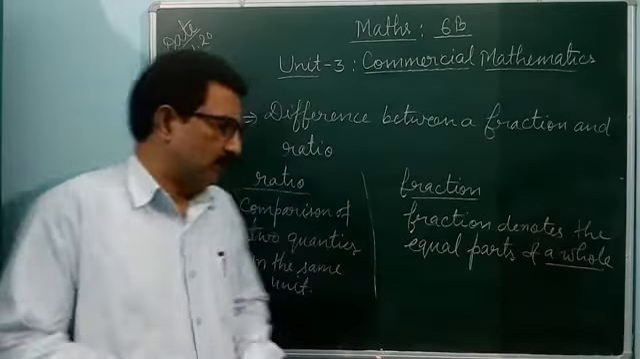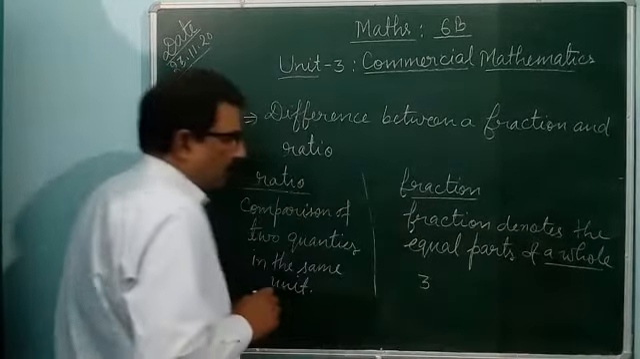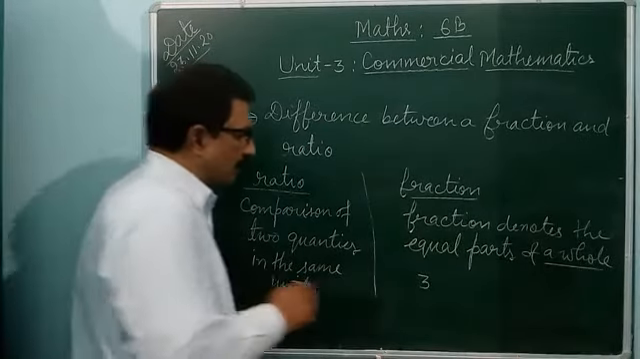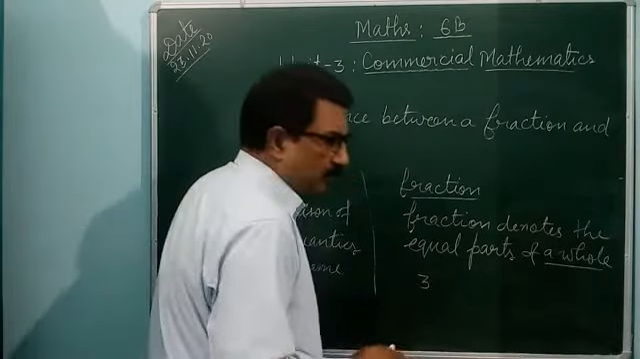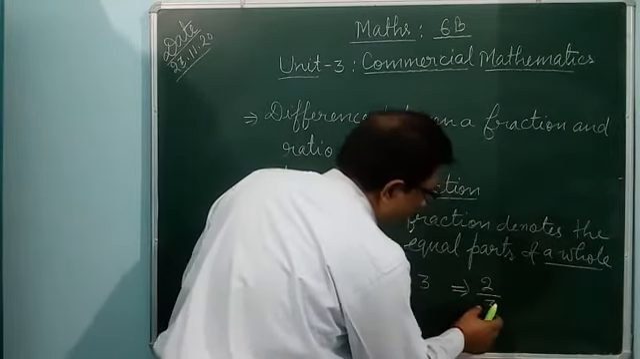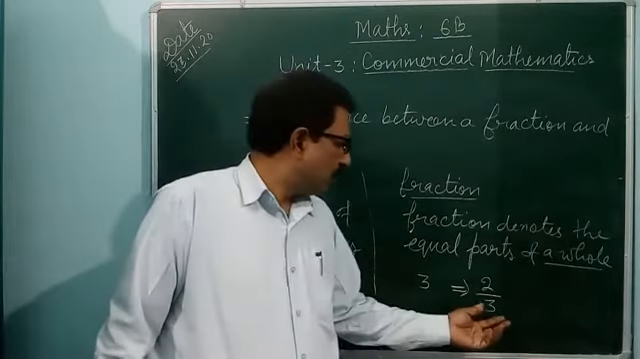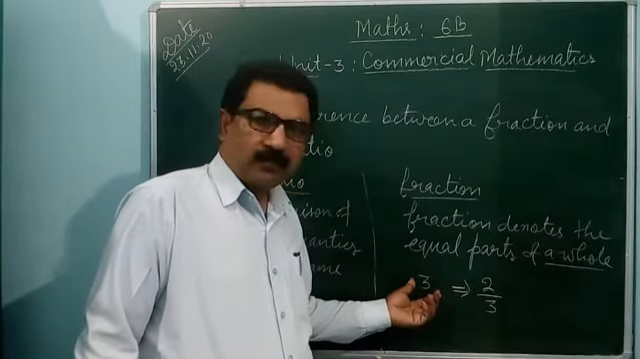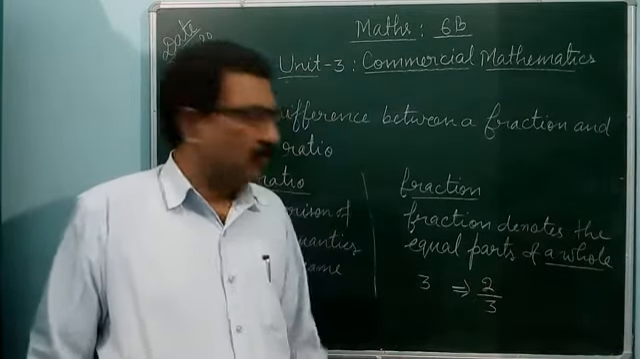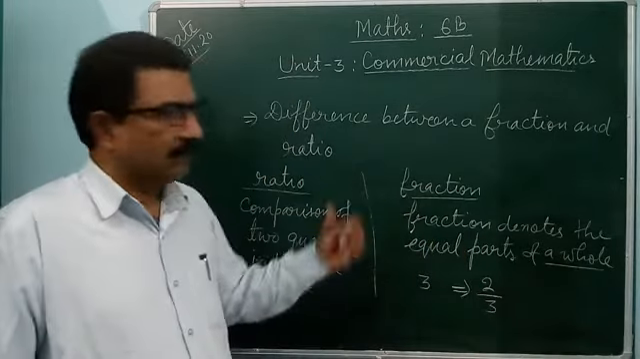Suppose the whole number is 3. Out of 3, how much portion has been taken? Suppose two-third portion has been taken, so two-third means 2/3. Out of 3, 2 has been taken. So out of a whole of 3, 2 equal parts have been taken. So it is 2/3. This type we can represent as fraction.